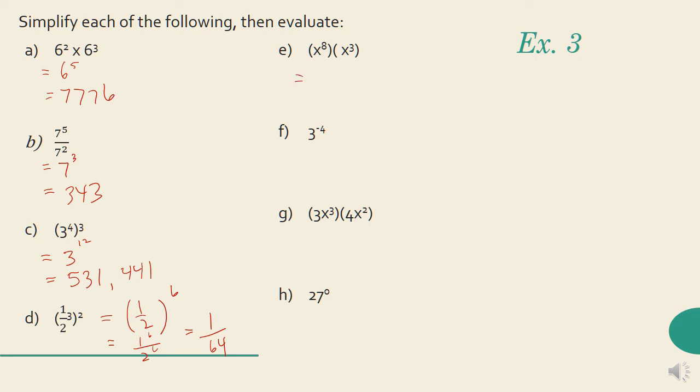Next one. Now where you have some letters, same thing though. Bracket beside bracket means multiply. Remember, product law, add the exponents. X to the power of 11. And you can't get an answer, that's as far as you can go.